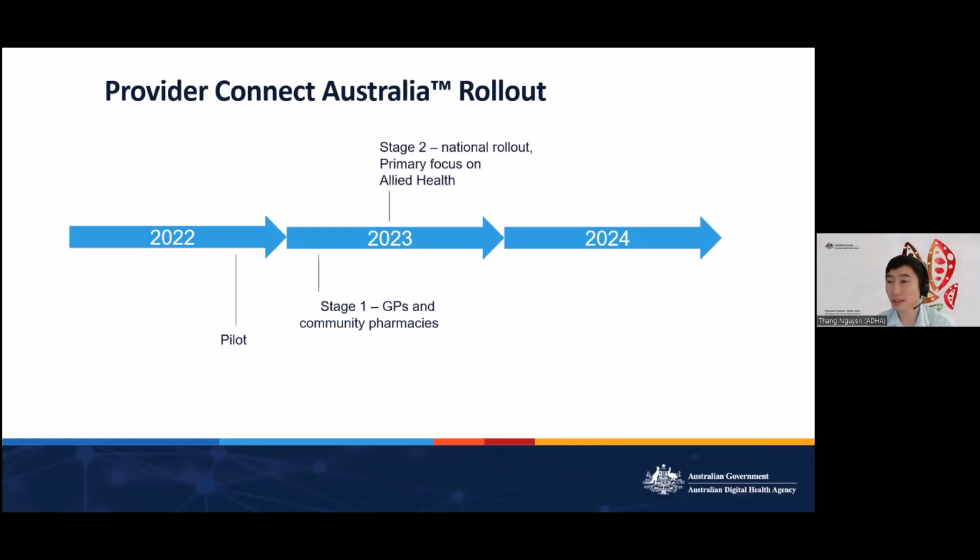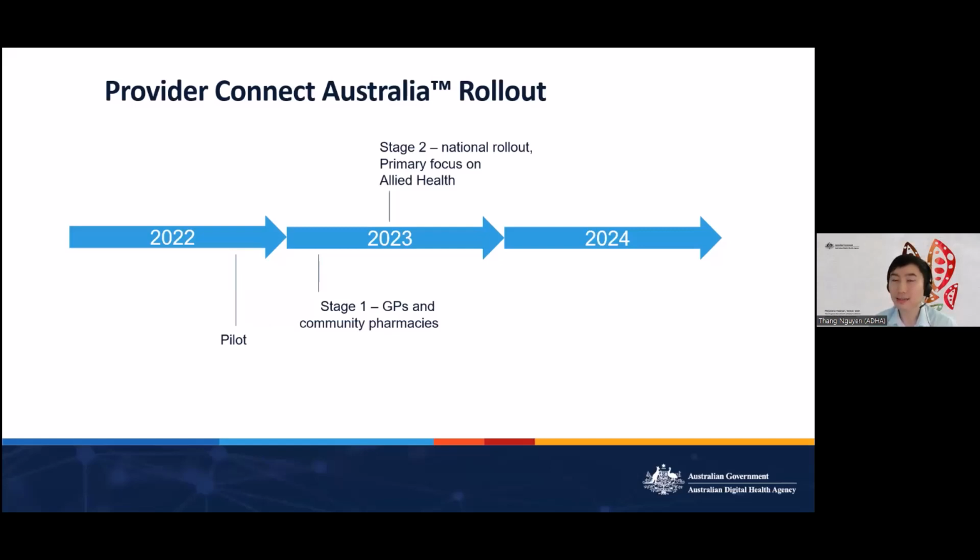We used that pilot to learn a lot from those PHNs that helped us and from those early adopter practices. We've implemented quite a few changes in PCA already to increase the value of the service and make it easier to use for everyone. The next stage of our rollout, stage 1, at the beginning of 2023, was the start of what we call the Vaccine Clinic Finder Connect transition, which was really focused on those GPs and community pharmacies who were providing COVID vaccine services to the community.